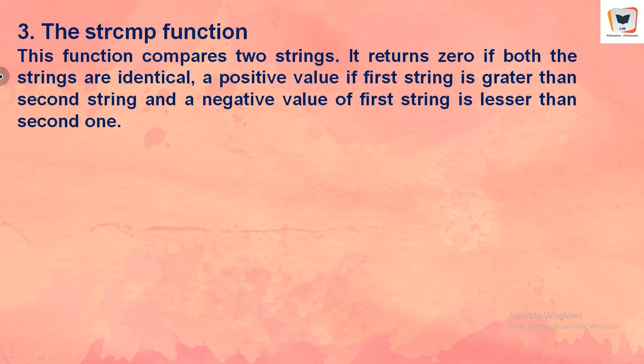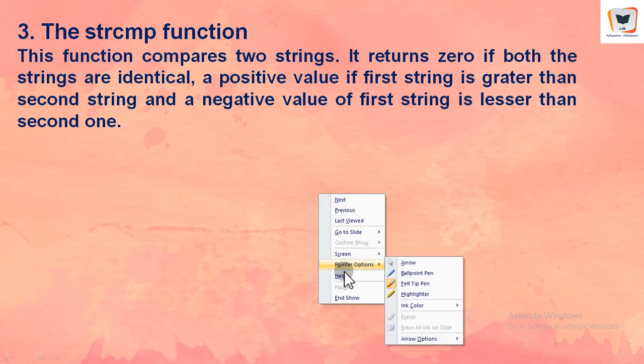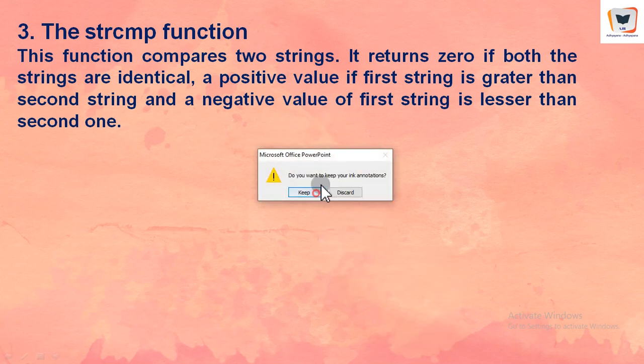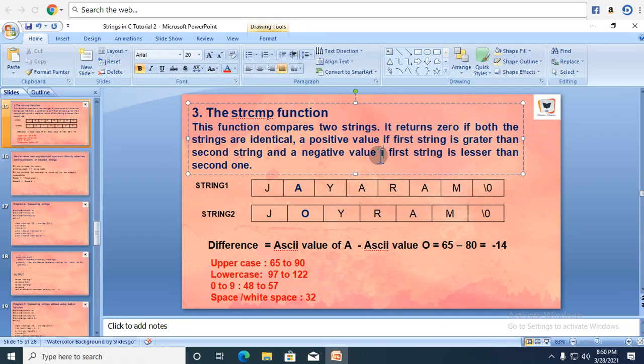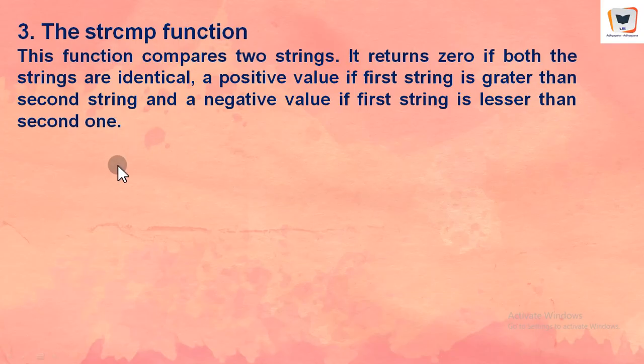The string comparison function. This function compares two strings. It returns 0 if both the strings are identical, a positive value if the first string is greater than the second string, and a negative value if the first string is lesser than the second one.